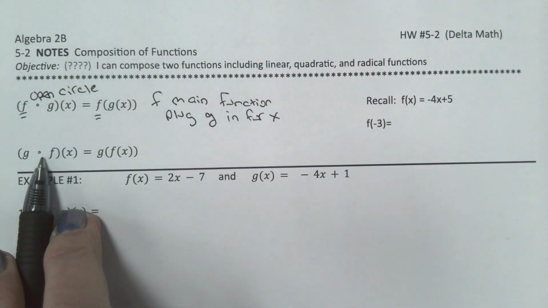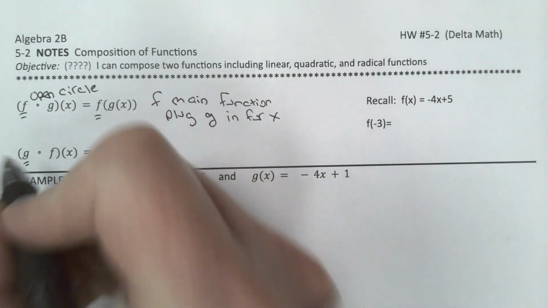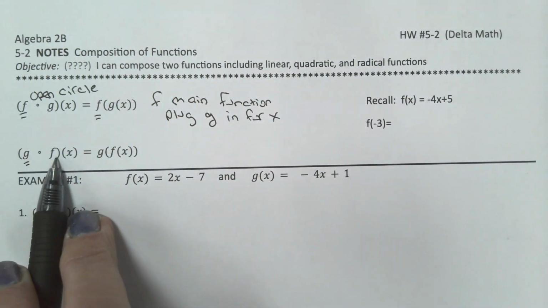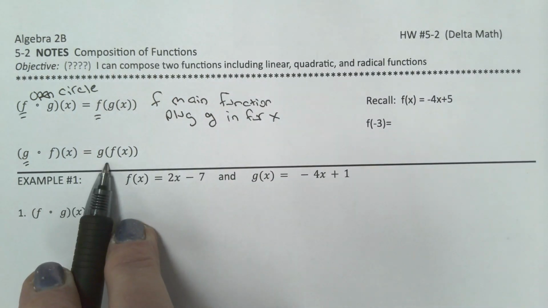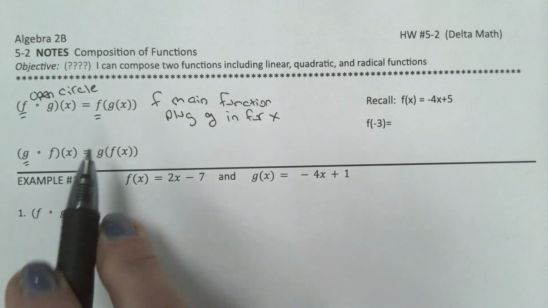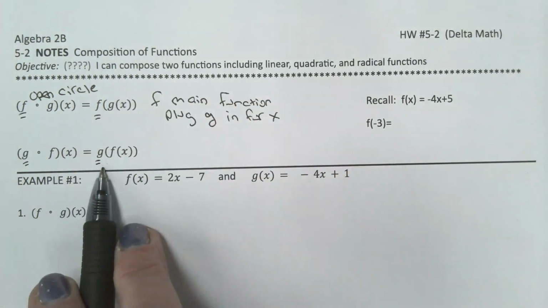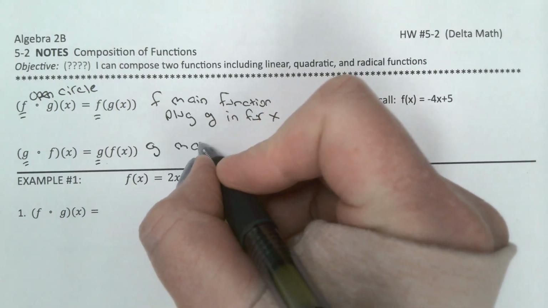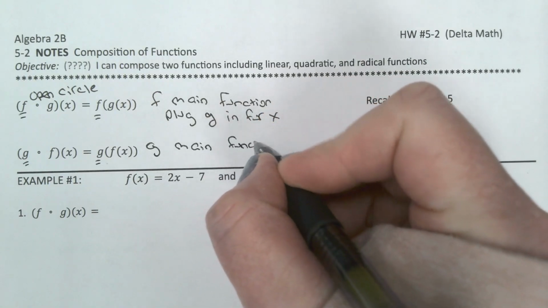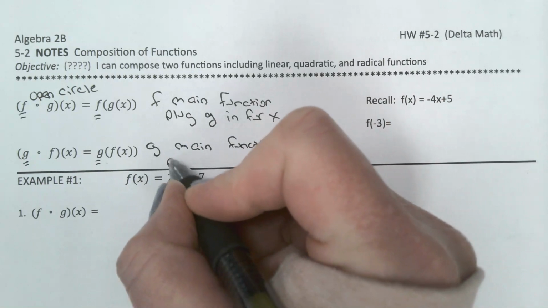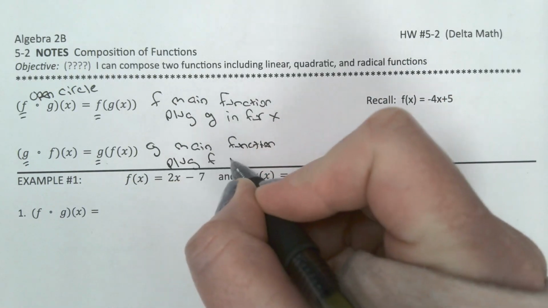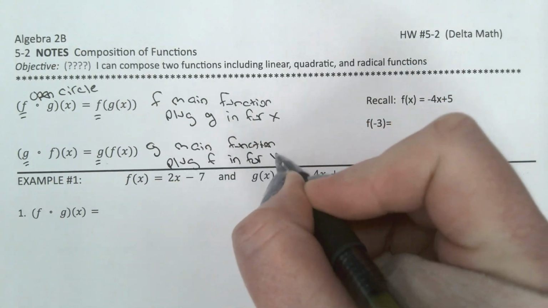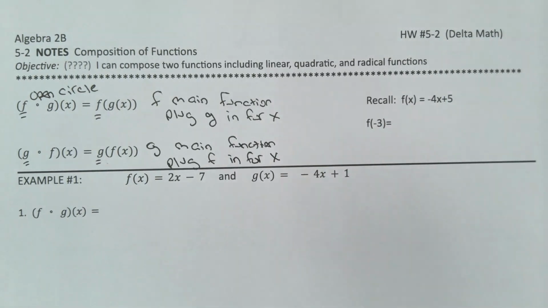Here we have it reversed. If we have g composed with f, we would write this as g of f of x. Now, since the g comes first, g is going to be your main function, and I'm going to plug f in for the x. All right.